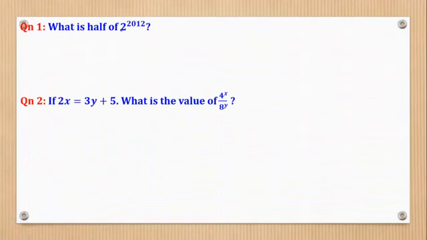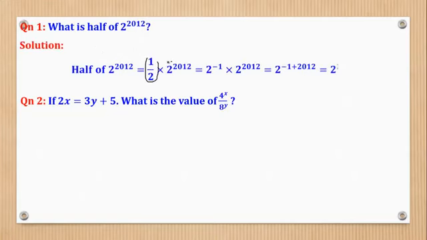So question 1 says, what is a half of 2 to the power 2012? So half of it will be a half times this. Then remember that a half in reciprocals becomes 2 to the power negative 1. I think you remember that, negative indices. Then this one now becomes the same base. So we're going to add the powers to become 2 to the power negative 1 plus 2012, which gives you 2 to the power 2011. And that's what they want.